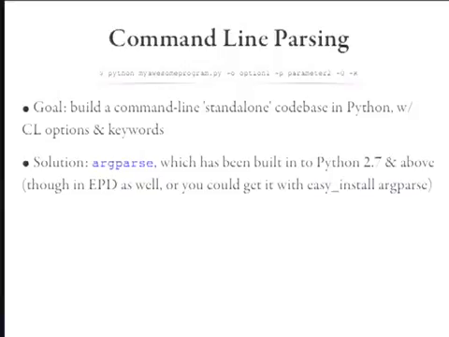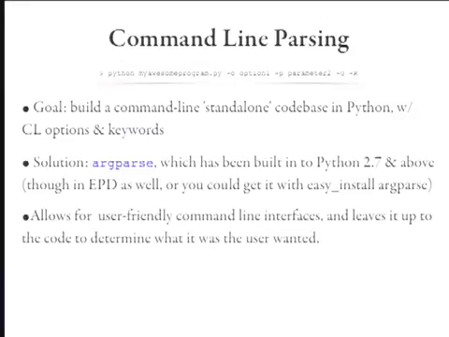This module argparse has been built into Python 2.7 and above, also in EPD, so you all should probably have it. If you don't, you can just do easy_install argparse. And I also had a sample code that you can download from the bspace that we'll go through in a little bit, and also the breakout session is on there as well, so if you want to go ahead and download that at some point.